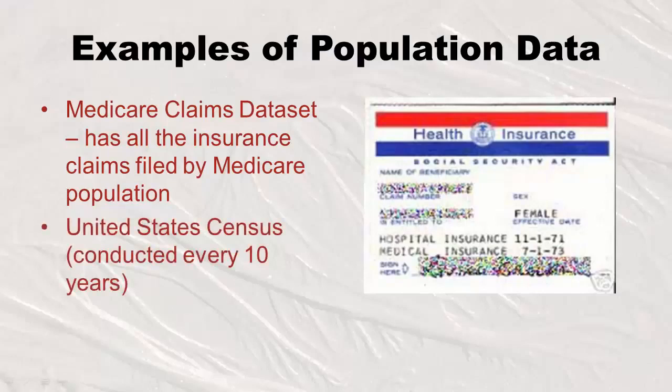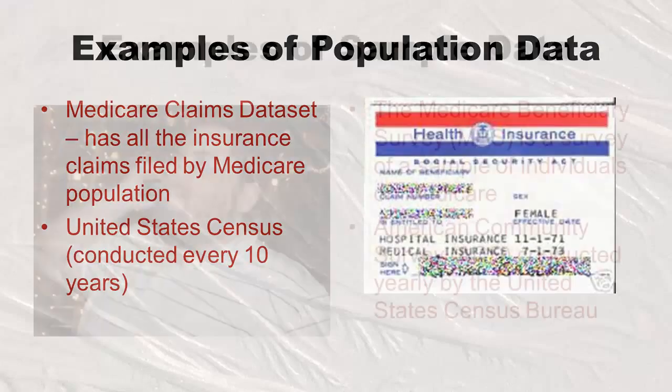Also in the United States, every 10 years, the government hires a bunch of people to go out and survey a bunch of people, and also they send out a bunch of surveys. And the idea is to try to get every single person in the United States to fill out that survey, and that's called the United States Census.